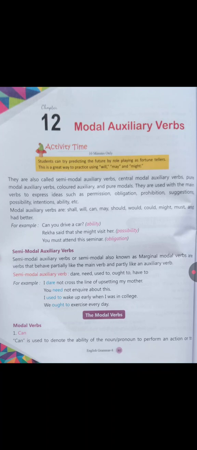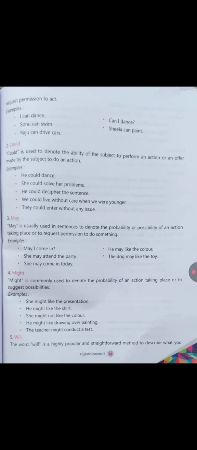Second, could. Could is used to denote the ability of the subject to perform an action or an offer made by the subject to do an action, and it is the past form of can. He could dance. She could solve her problems. He could clarify the sentence. He could decipher the sentence.